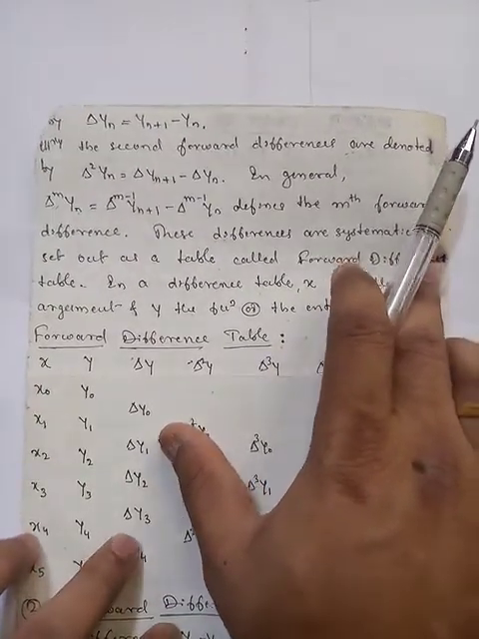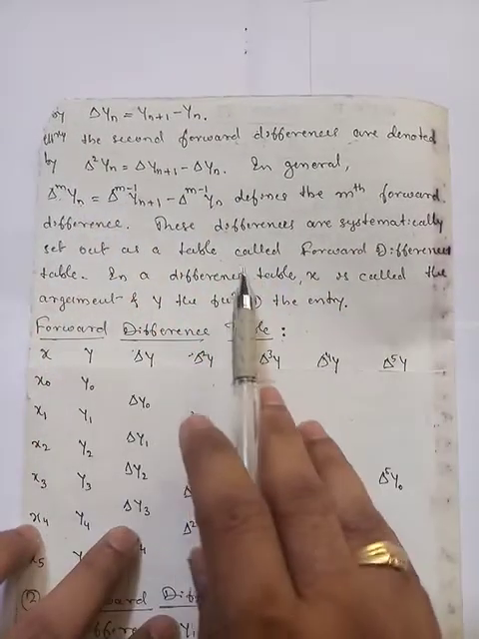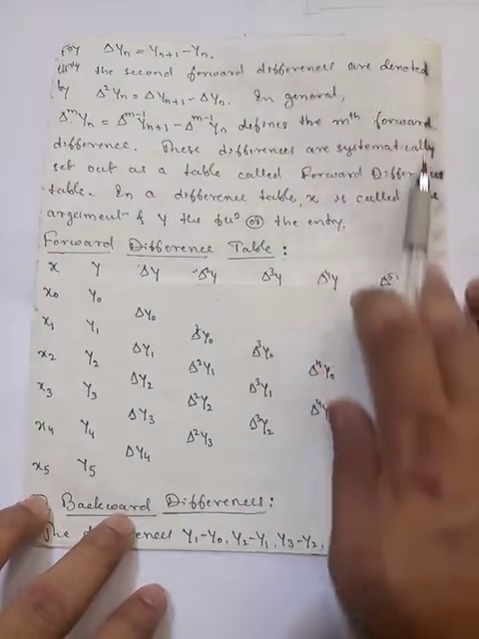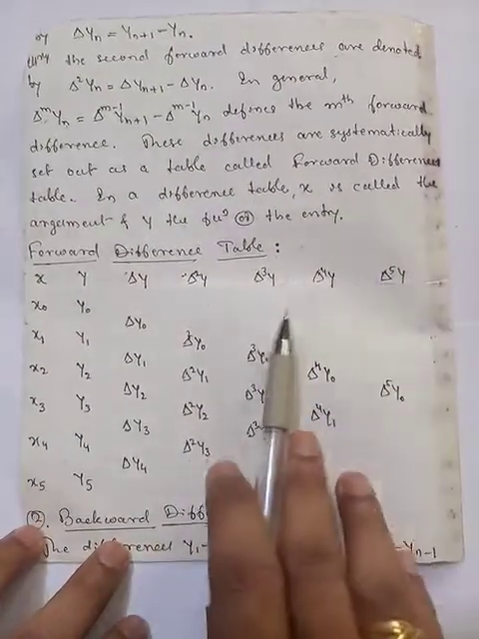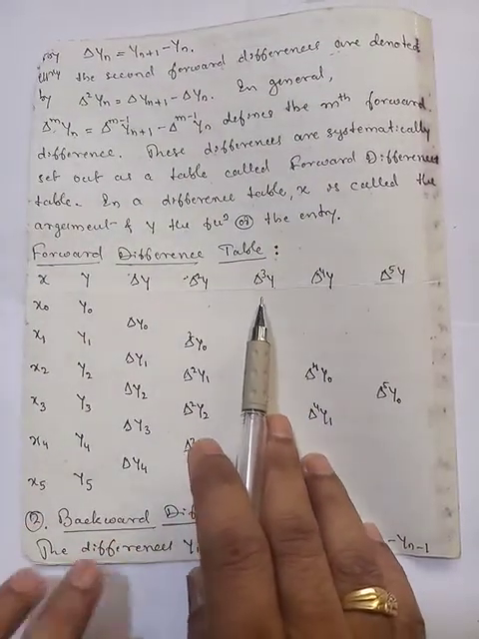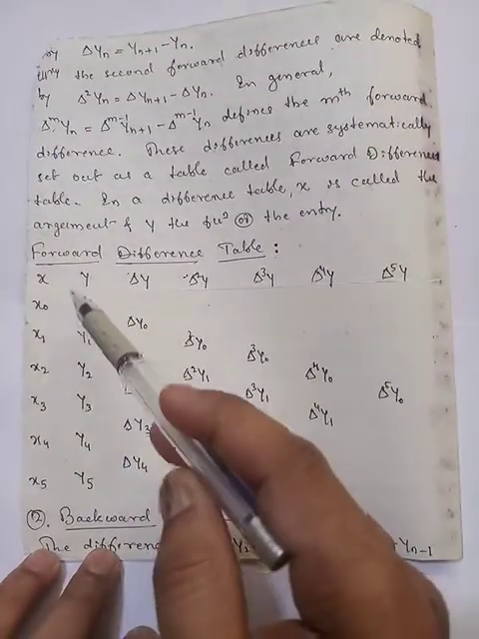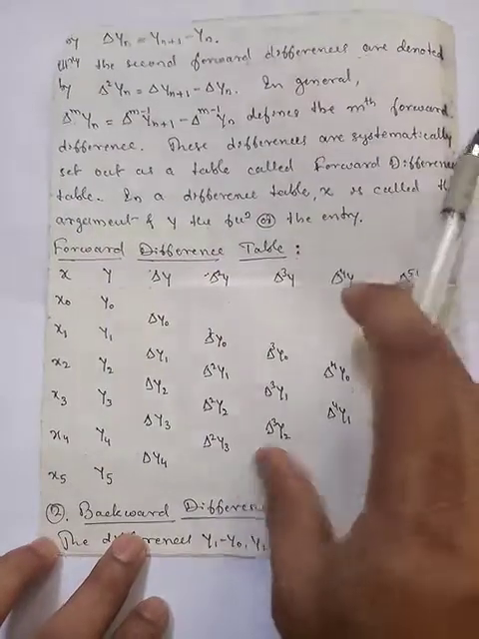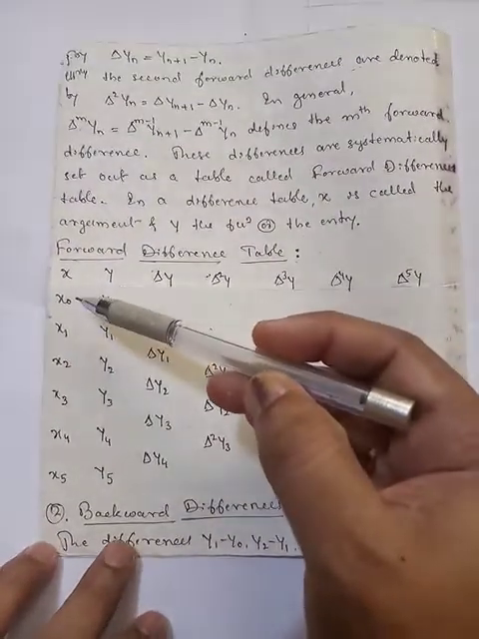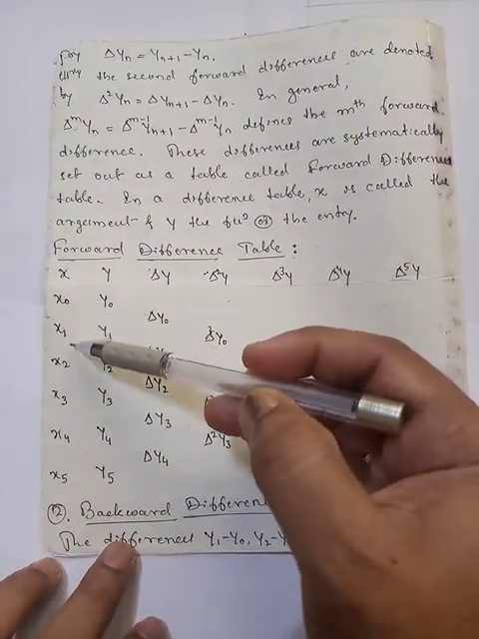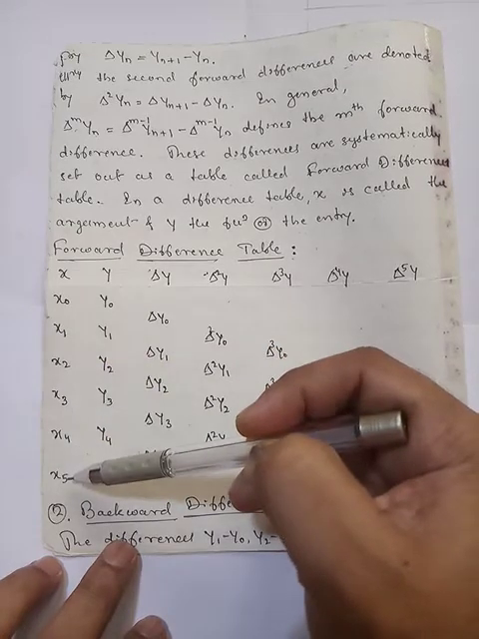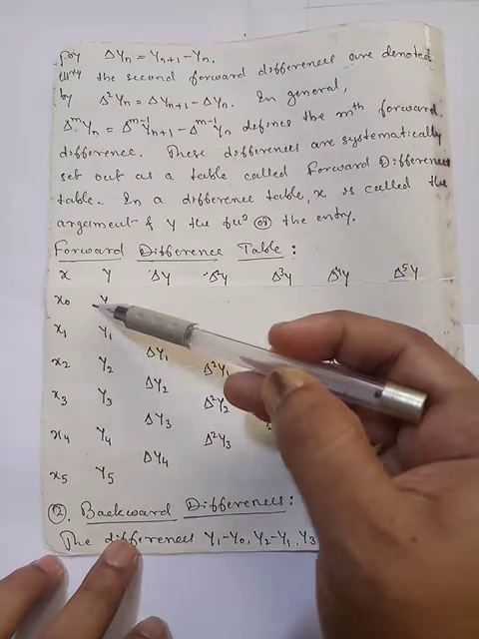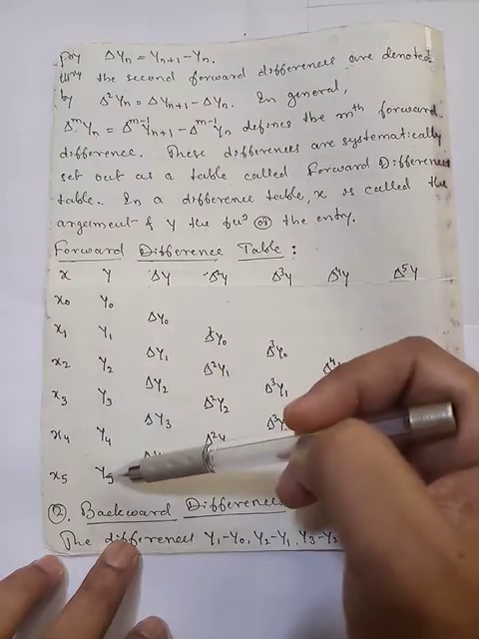Now, all these differences we discussed, we put in a systematic table form. This is called the forward difference table. These are the values of x and y. The values of x we denote as x0, x1, x2, and so on, up to x5. The corresponding values of y are y0, y1, y2, and so on up to y5.